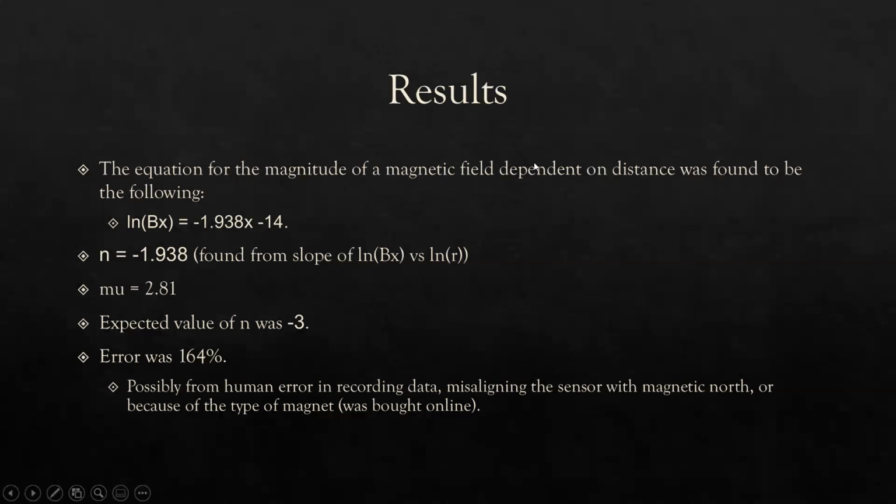For the results from the experimental portion of the lab, the equation of the magnitude of the magnetic field dependent on distance was found to be the following: ln of Bx is equal to negative 1.938x minus 14. n equals negative 1.938, which was found from the slope. Mu is equal to 2.81, which I found by manipulating the y-intercept. The expected value of n was negative 3, which is very different from what I found, but there was possibly a lot of human error when recording the data, misaligning the sensor with magnetic north, or because the type of magnet that I bought was different than the one provided.